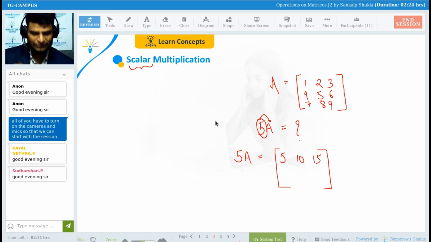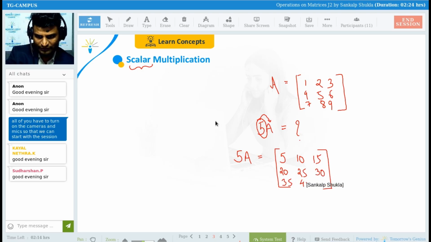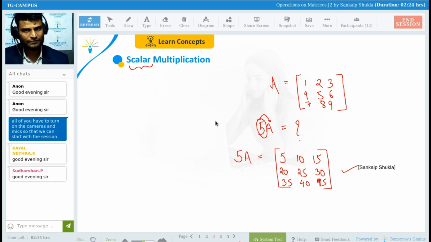Fine. So this is the first topic that we are discussing. As you know, 5 gets multiplied by each and every number. So this will be 35 and 40 and then 45, like this. So this is the answer. It is very simple. What do we do in scalar multiplication? Whatever number you are trying to multiply with a matrix, just multiply each and every element by that number. I hope the concept is clear.